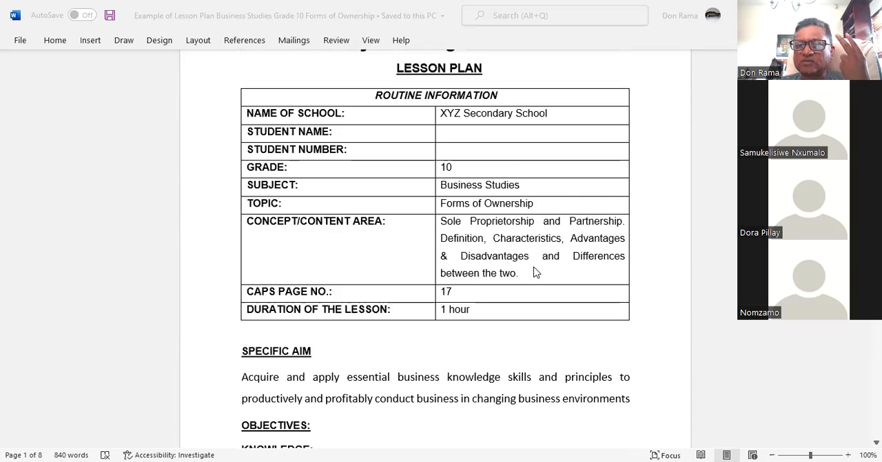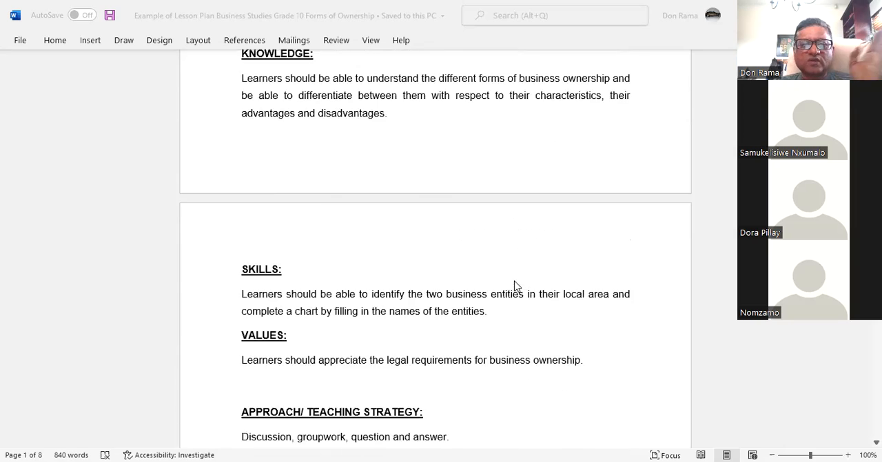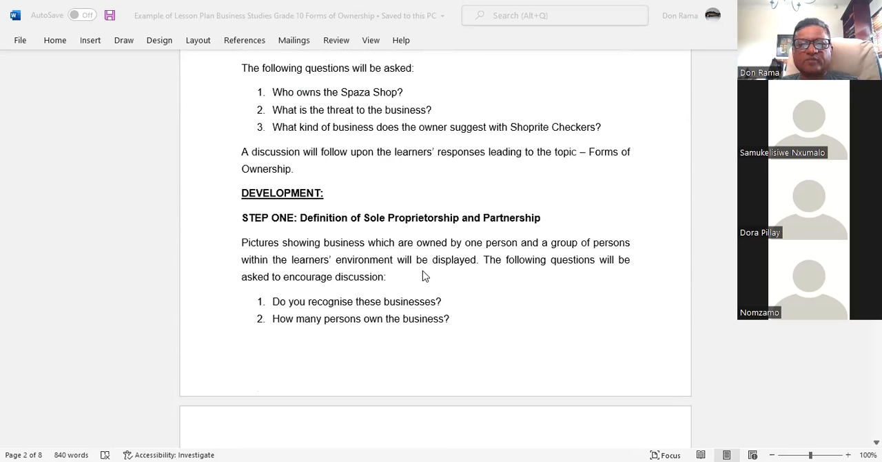There are two things, sole proprietorship and partnership. And what am I doing with them? I'm defining, I'm talking about characteristics, I'm talking about advantages and disadvantages, and I'm talking about differences. So if you look at what I'm doing, my development part, step 1, I'm going to define sole proprietorship and partnership. So with the moment you do that, the next thing, we're not going to write notes here.